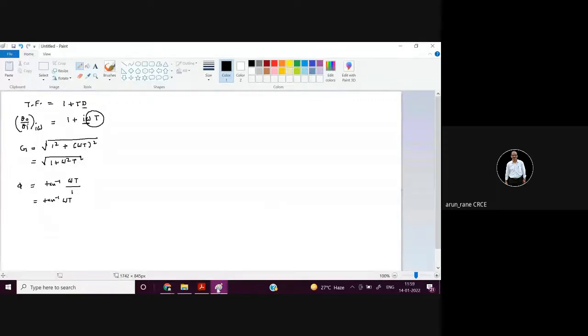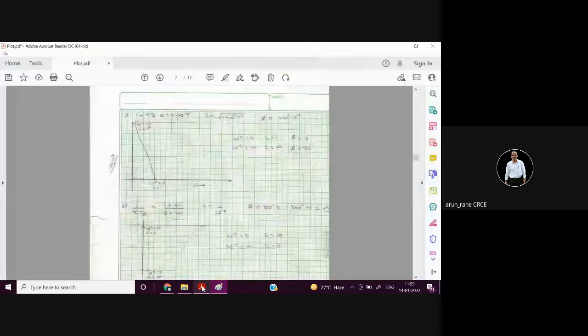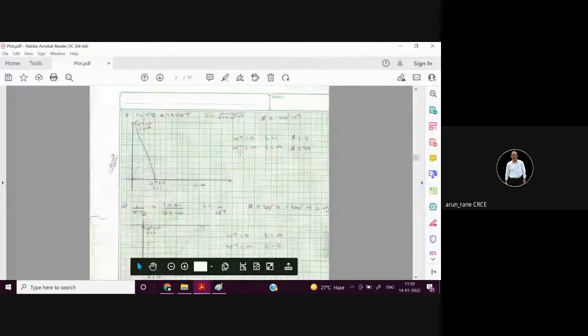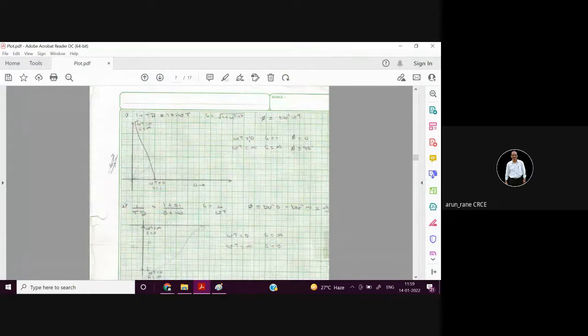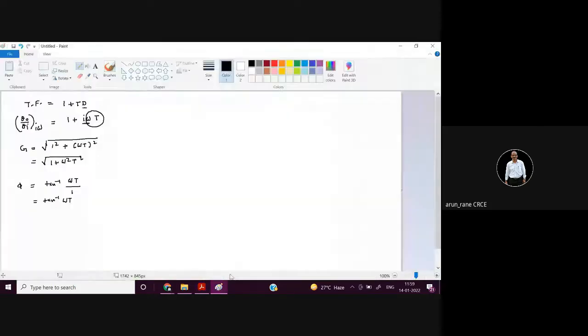Let us start with the simple example. So now we can say omega is equal to 0, or omega t is equal to 0, and we will take omega t is equal to infinity. So what is the value? That we will now do in the calculation. So here it will be clear when omega t is equal to 0.